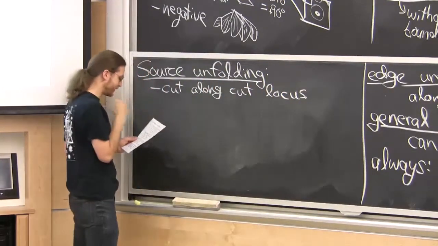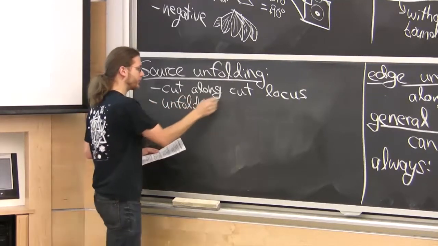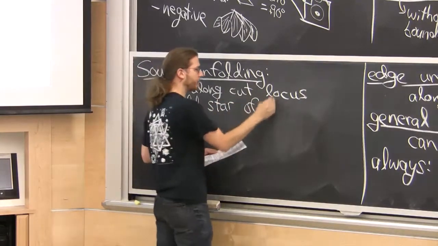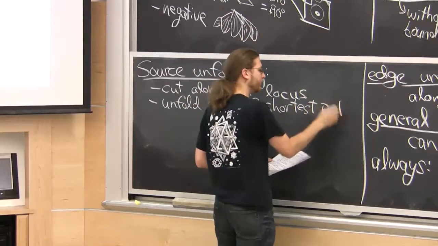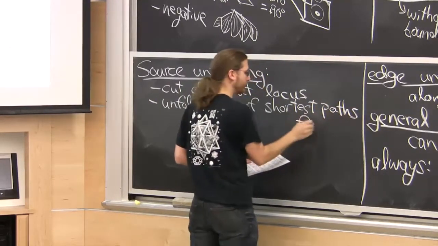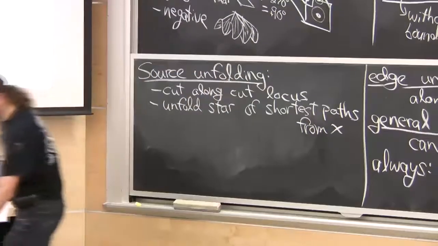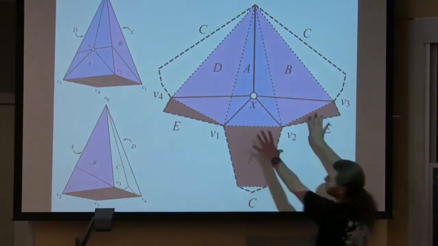Once you have this structure, cut along the cut locus, unfold the star of shortest paths from X. So let's do it for this example. It's the same example on the left. This is the star unfolding.